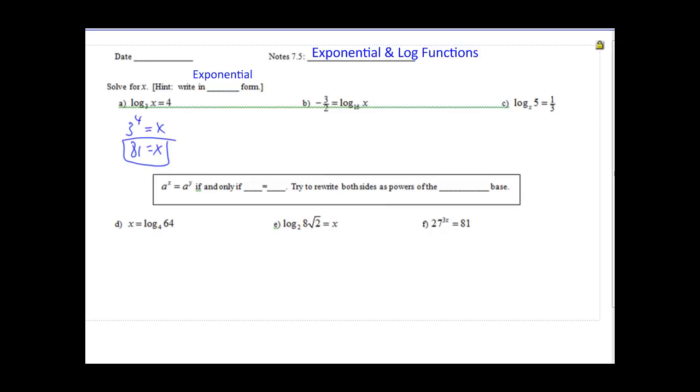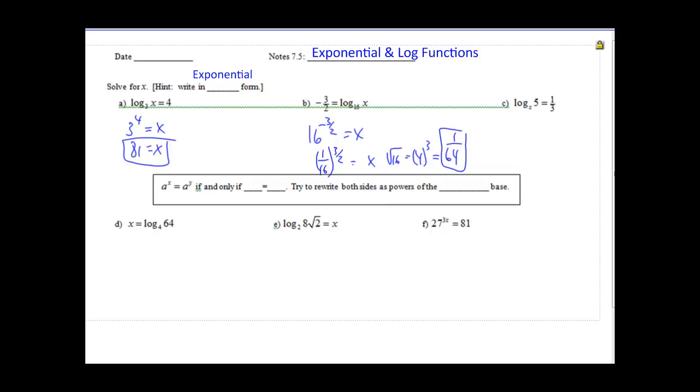On the next one, we're going to write 16, because 16 is the base. The exponent is negative 3/2, which equals x. The negative tells us reciprocal, so the reciprocal of 16 is 1 over 16, and we're going to raise this whole thing still to the 3/2. 1 to the 3/2 is still 1. We can take the square root of 16, which is 4. 4 cubed is 64. Now just remember, it's 1 over, so the answer is 1 over 64.